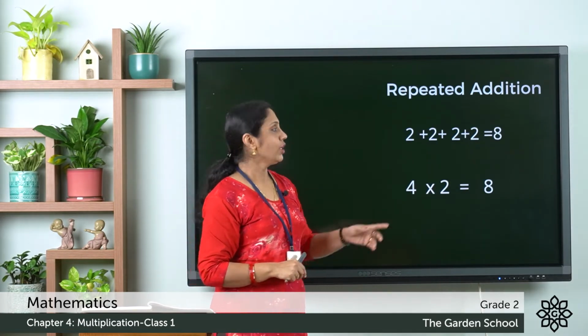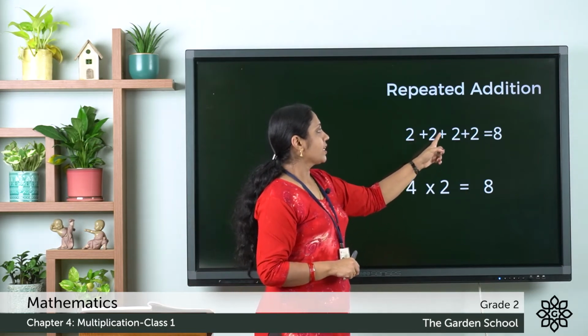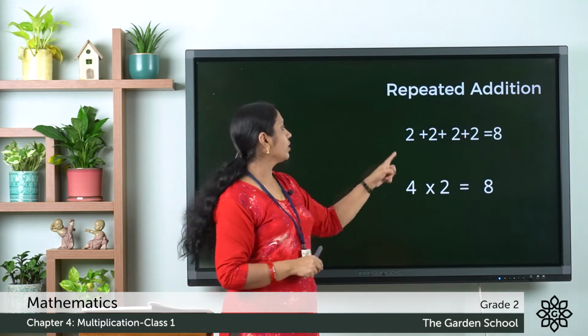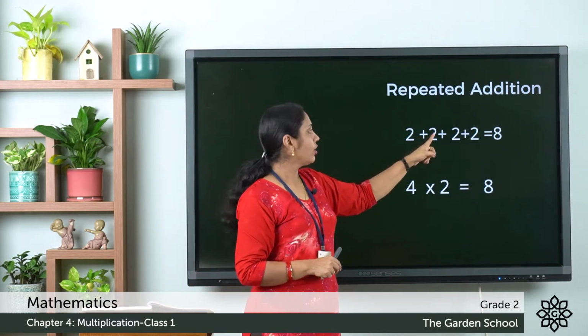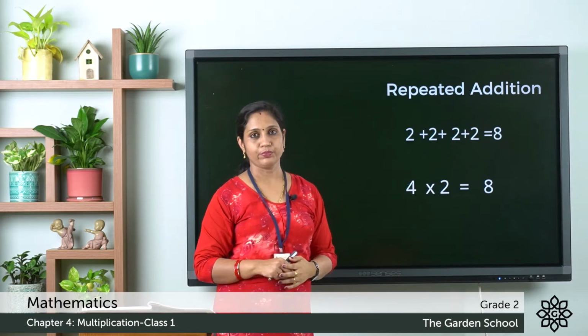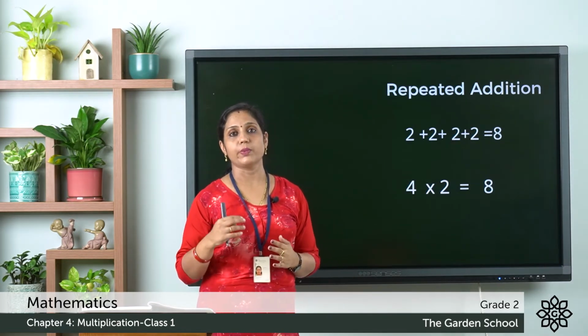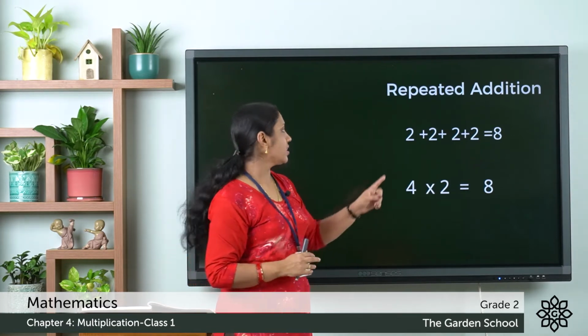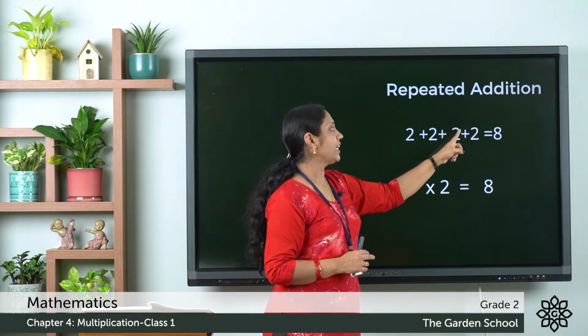Here you can see 2 plus 2 plus 2 plus 2 is equal to 8. So let's find out. 2 plus 2 is 4, 4 plus 2 is 6, 6 plus 2 is equal to 8. Now you can see the number 2 is repeating here. How many times did the number 2 repeat? It is 1, 2, 3, 4.